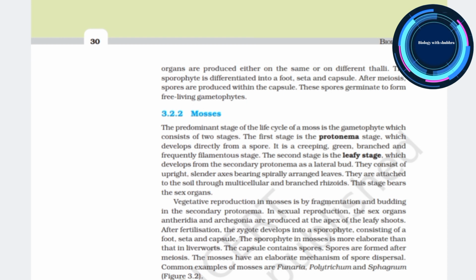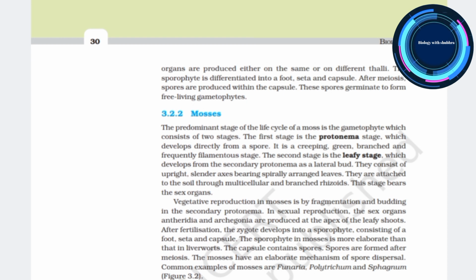The predominant stage of life cycle of moss is the gametophyte, which consists of two stages. The first stage is the protonema stage, which develops directly from a spore. It is a creeping, green, branched and frequently filamentous stage. The second stage is the leafy stage, which develops from the secondary protonema as a lateral bud. They consist of upright, slender axis bearing spirally arranged leaves. They are attached to the soil through multicellular and branched rhizoids.